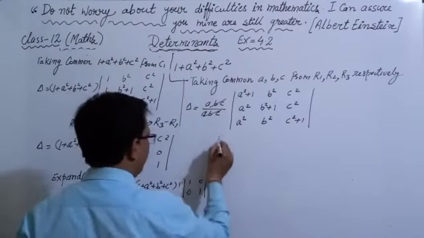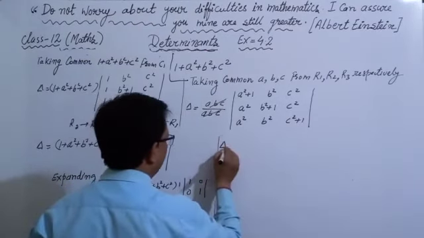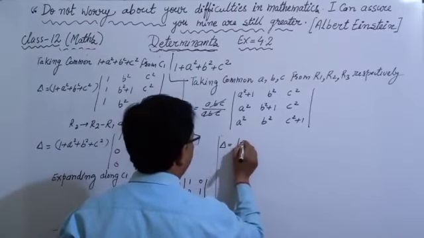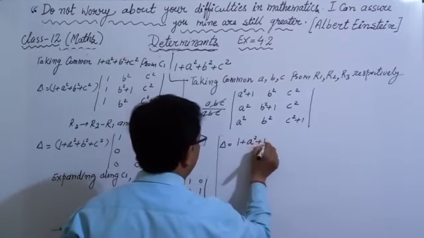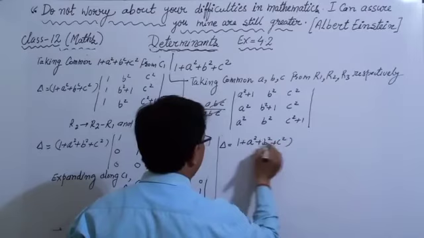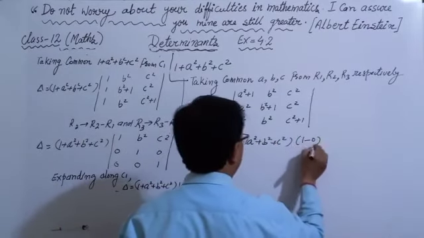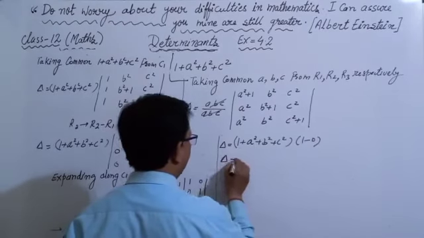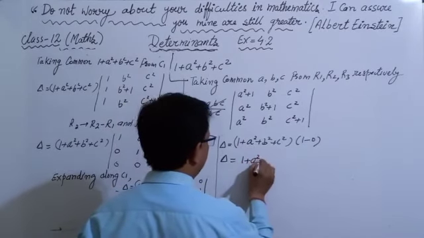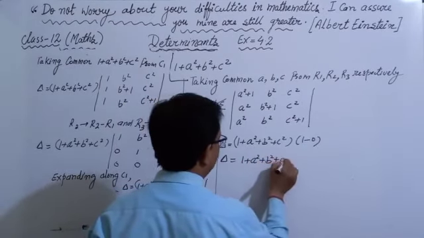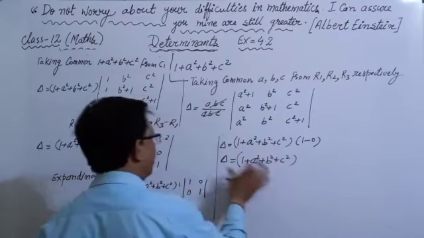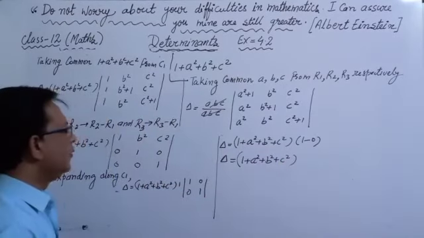Now students, we get delta is equal to 1 plus a square plus b square plus c square, and here 1 minus 0. So delta is equal to 1 plus a square plus b square plus c square. Students, this is your final answer. So note it down.